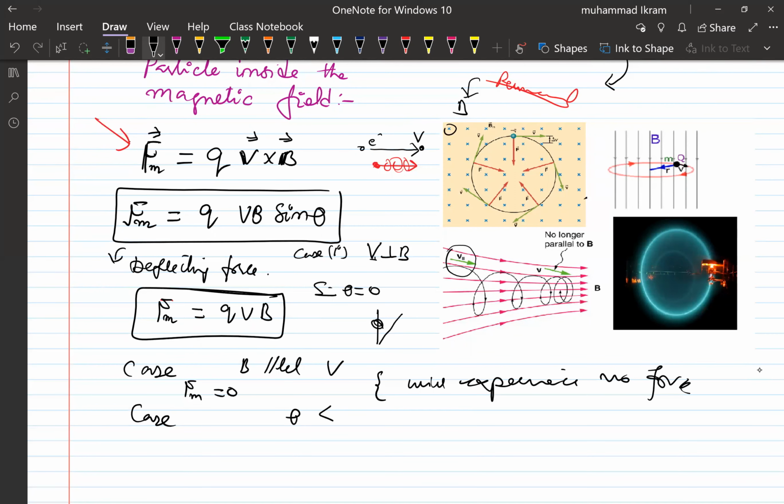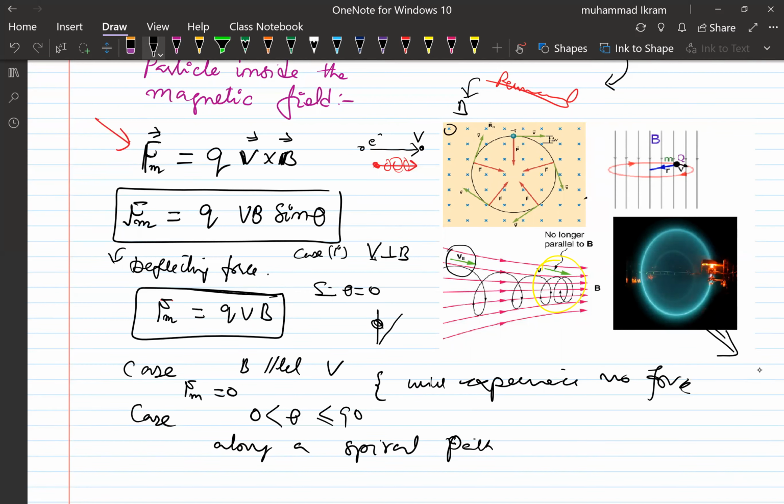And case 3, when theta is less than 90 degrees and greater than 0, then what will happen? The path will be just this case. See here, it is like this one. So the path of the charged particle will be a spiral path, right? As you see. Clear?